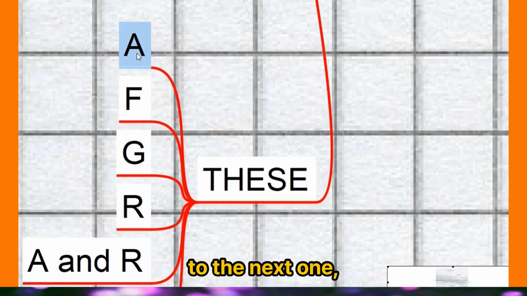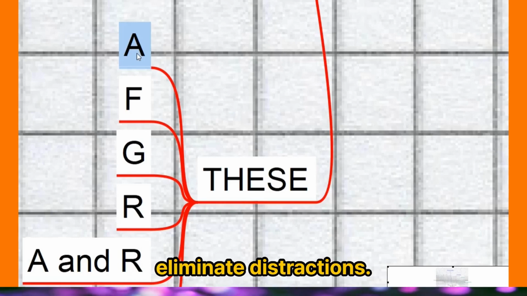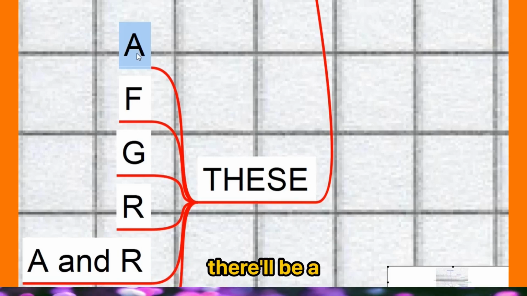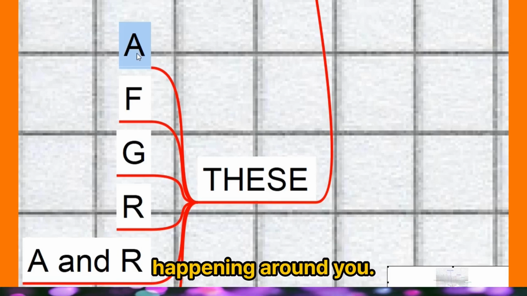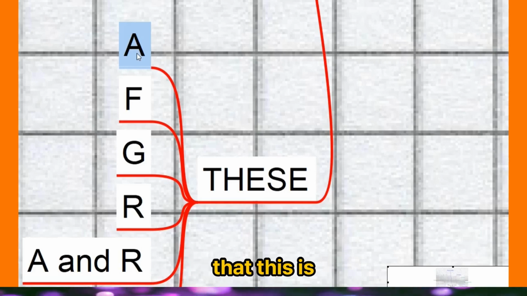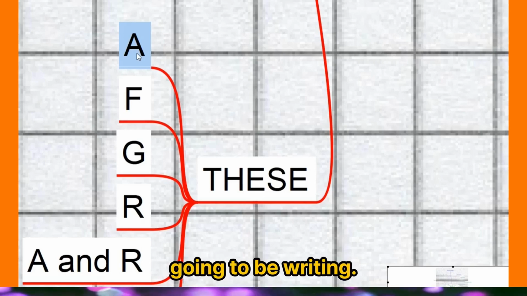Now we go on to the next one, which is where you have to eliminate distractions. Now I can tell you from experience that sometimes there'll be a lot of noise happening around you. There might be people doing their nonsense. So you have to be clear that this is your certain time where you are going to be writing.